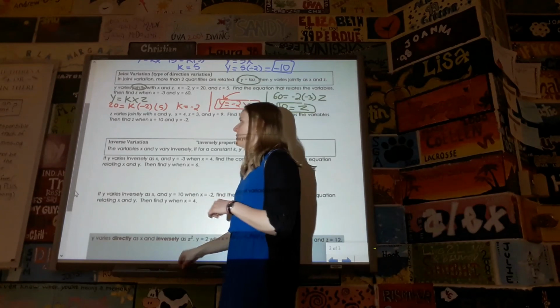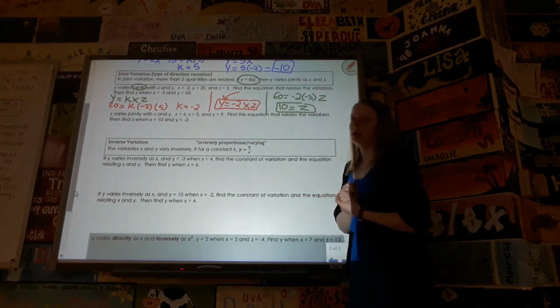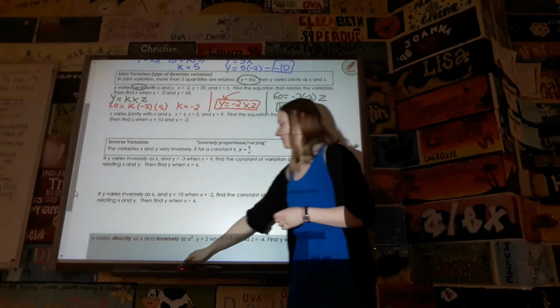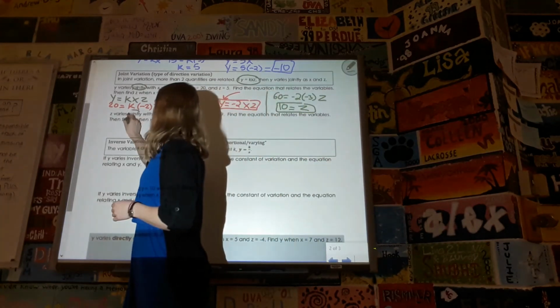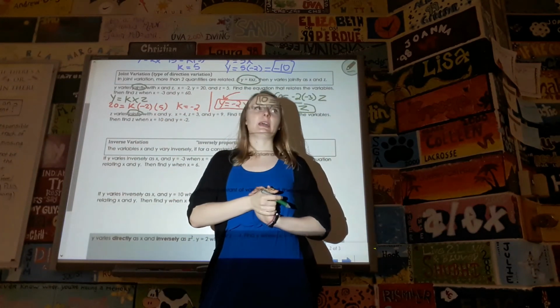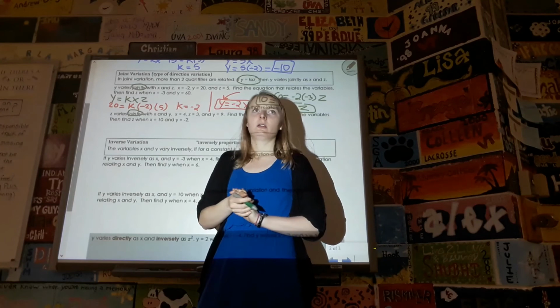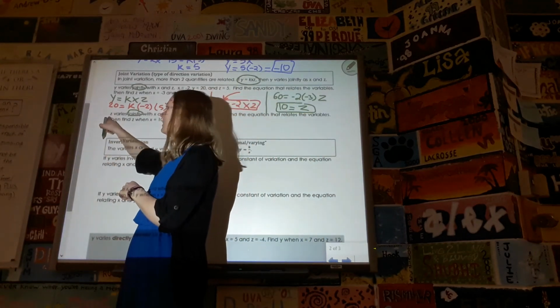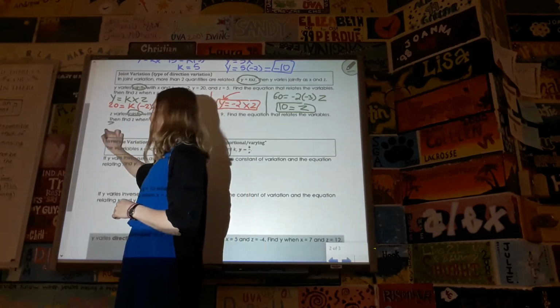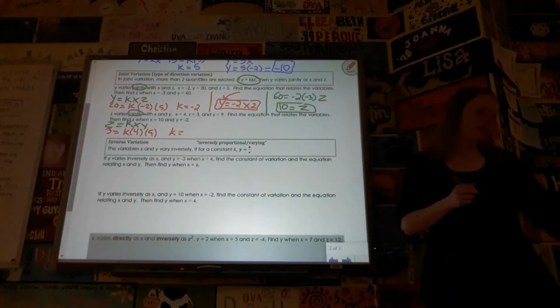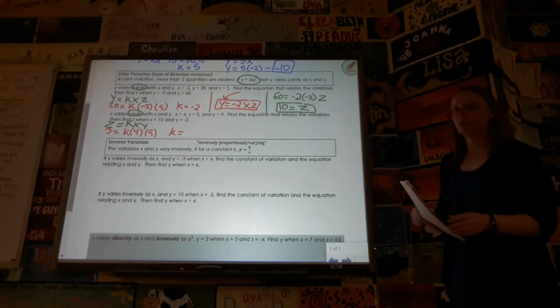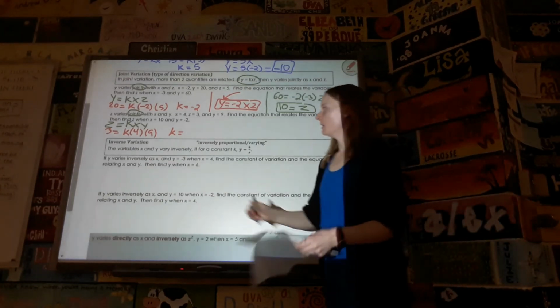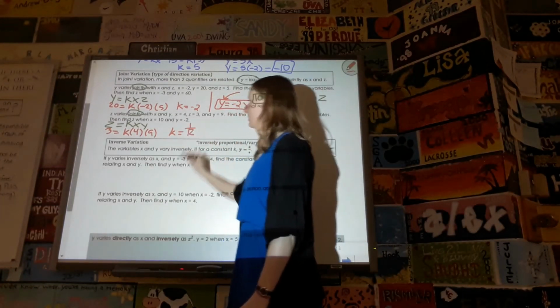Z varies jointly with x and y. What's the key word there? Jointly. Now look very carefully at how this is spelled out. What should be on the left side? Z. What would this be as a simplified fraction? Should be 1 over 12. Should be able to do that in your head.